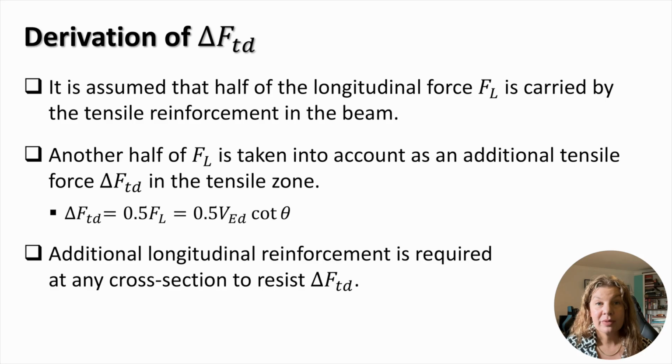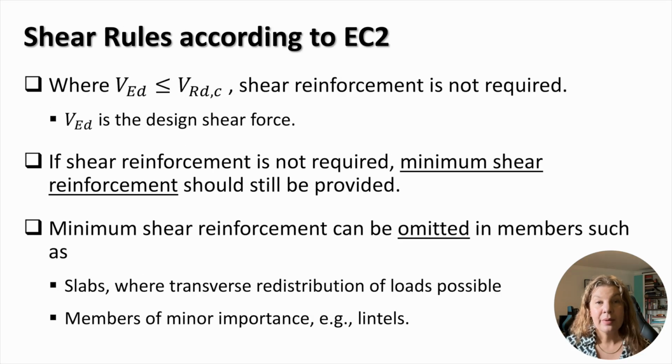Eurocode 2 assumes that half of the force FL is carried by the tensile reinforcement provided by the bending design, and the other half of FL is taken into account as an additional tensile force, delta FTD, in the tensile zone. Therefore, additional longitudinal reinforcement is required at any cross-section to resist delta FTD. We'll now consider a few rules introduced by Eurocode 2 into shear design.